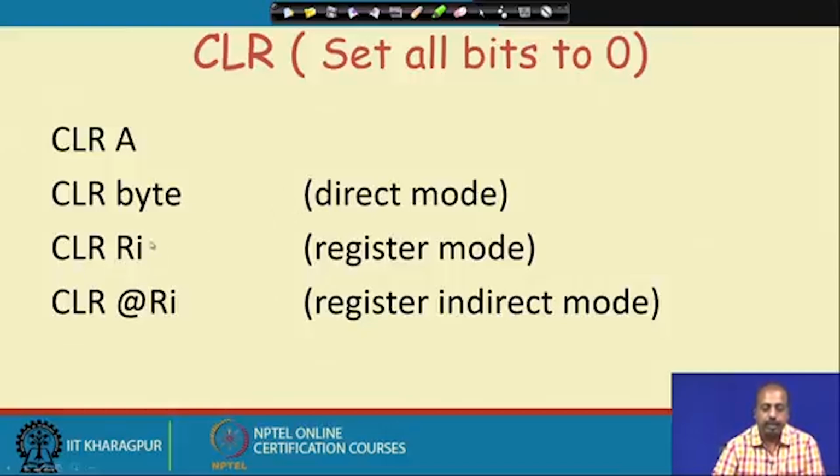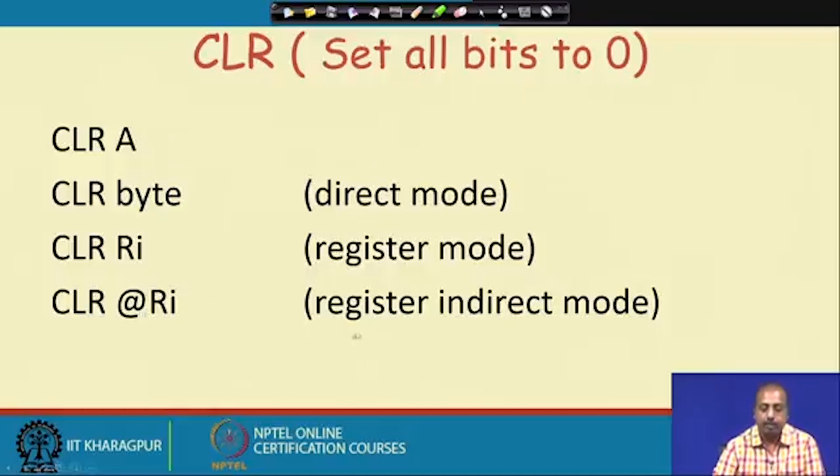Then CLR Ri. This i can be 0 or 1. So, you can have register modes, it can be 0 to 7, all those registers R0 to R7 can come. So, we can have all these registers specified.